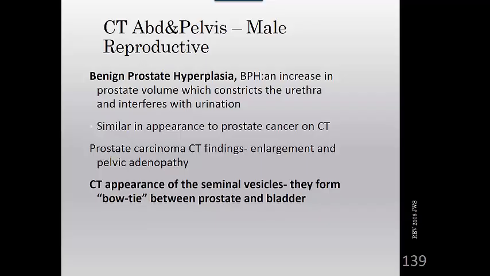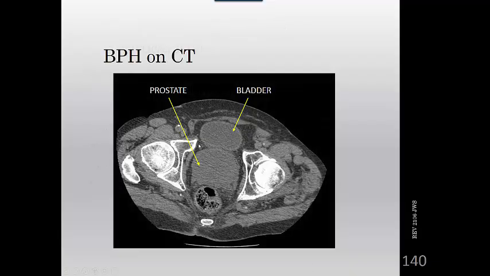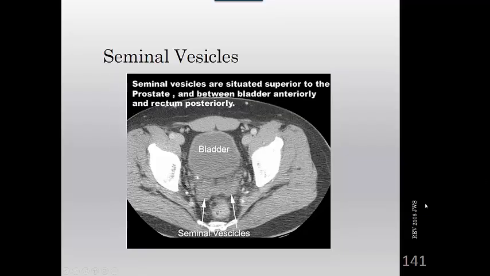And CT appearance of the seminal vesicles, they form a bow tie between the prostate and the bladder, and I'll show you that in just a second. So here is the bladder, and then this is a really, really large prostate. It is still inferior to the bladder, but it is posterior to the symphysis pubis and anterior to the rectum. But that's a pretty large prostate, and that's just benign enlargement, and they can fix that with medication.